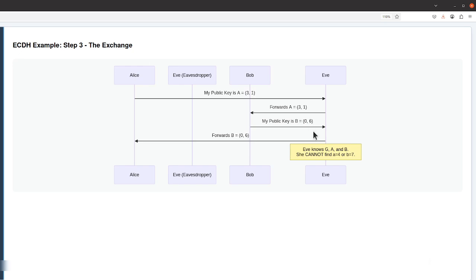The generator G, Alice's public key A, and Bob's public key B. However, because of the ECDLP trapdoor, she cannot use this information to figure out Alice's secret number 4 or Bob's secret number 7. She is stuck.